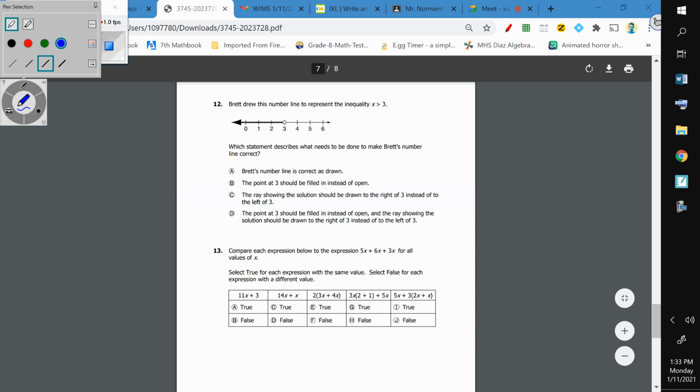C. The ray, and that is talking about this little thing right here. The ray showing the solution should be drawn to the right of 3, like this, instead of to the left of 3. Or D. The point at 3 should be filled in instead of open, and the ray should go in this direction. So they would fill it in and make it go to the right. That's what D is saying. So which one of those is correct?